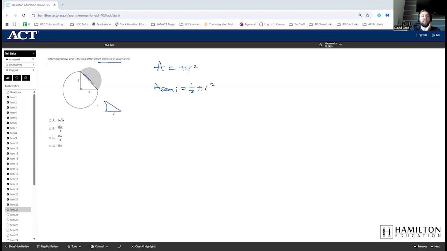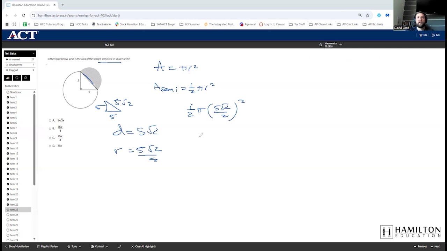So that's 5, 5, 5 root 2. But there's a trap put in here. That 5 root 2 is the diameter of the semicircle. So we have to divide both sides by 2 to get the radius. All right, now we can plug it in. 1/2 pi times 5 root 2 over 2 squared.